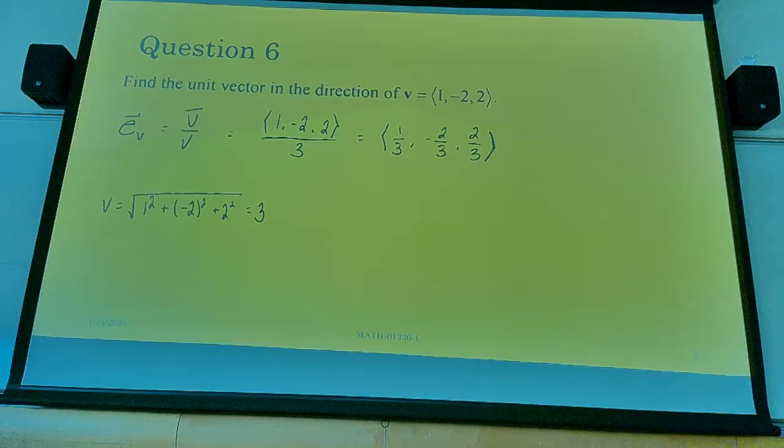Which is also a direction vector for V. And you can always verify that it's a unit vector by taking its magnitude and showing that you get 1. It is guaranteed to be in the same direction, because all you did was multiply by a positive scalar, which does not change direction.